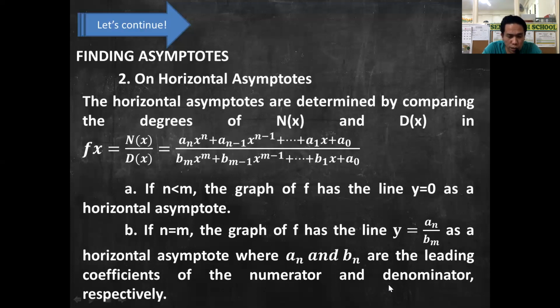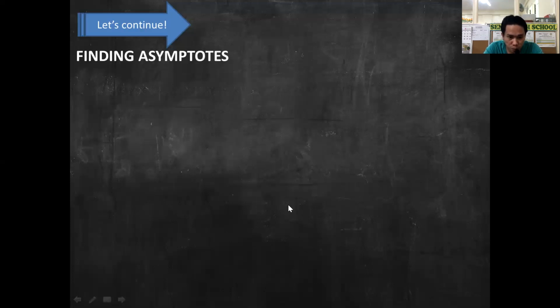Yung leading term, yung pinakaunang term ng ating function, yun yung magiging horizontal asymptote ng ating graph. Basta equal. Yung leading coefficient, yung pinakauna nila, yung may pinakamalaking exponent. Basta equal silang dalawa. Yung numerical coefficient, yun yung kukunin mo as horizontal asymptote. Makikita niyo mamaya sa ating example.